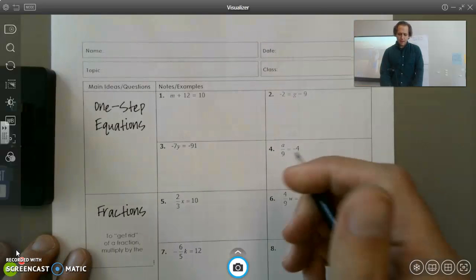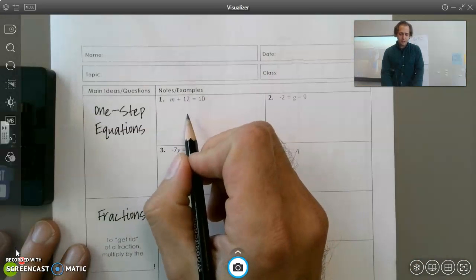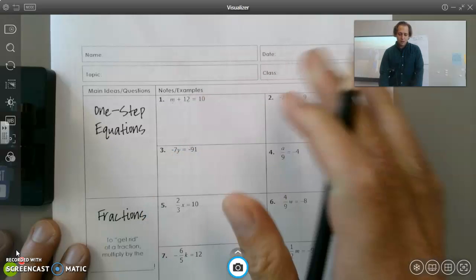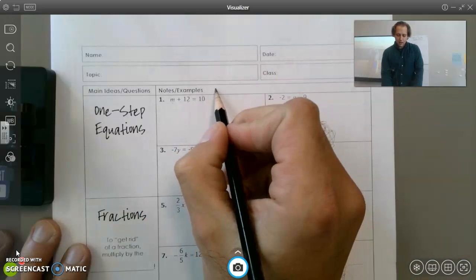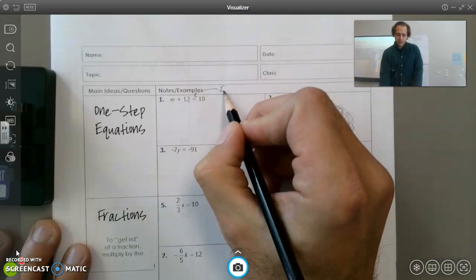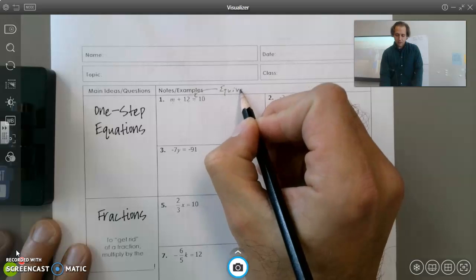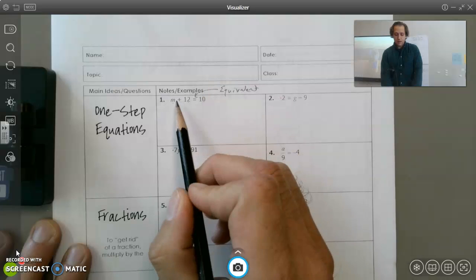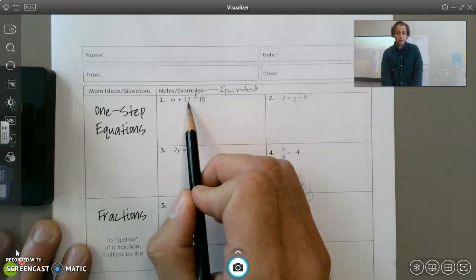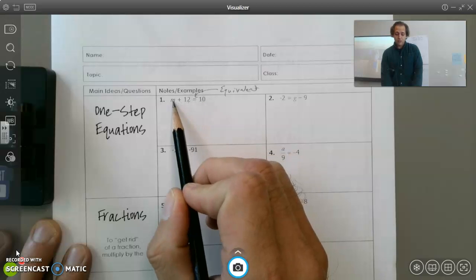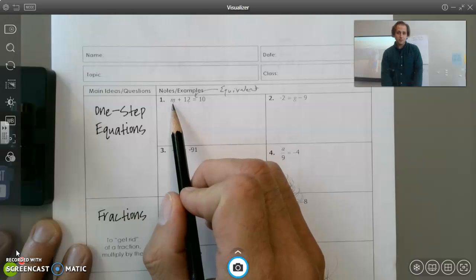So when we look at question number 1, for instance, m plus 12 is equal to 10. What we're saying here, and we've had this discussion in class, this equal sign means that both of these sides are equivalent. We're talking about two equivalent values. Some value m plus 12 is equal to 10. So my goal is to isolate this variable, to get it by itself.